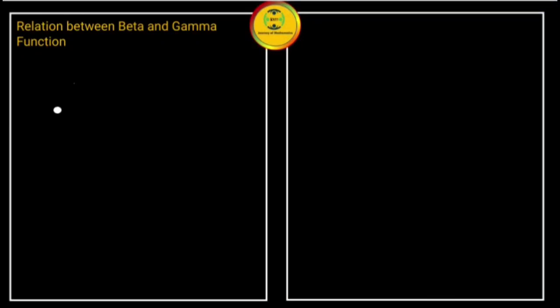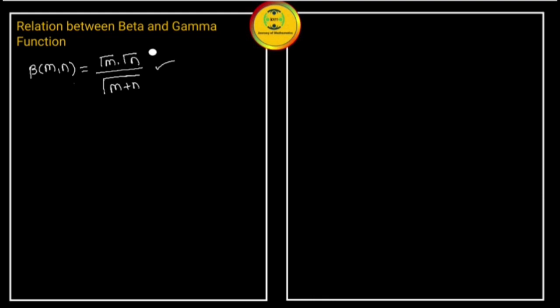Now let us discuss the relation between beta and gamma function. It is defined as beta of m comma n is equal to gamma of m into gamma of n divided by gamma of m plus n. So this is about the property or relation between beta and gamma function.